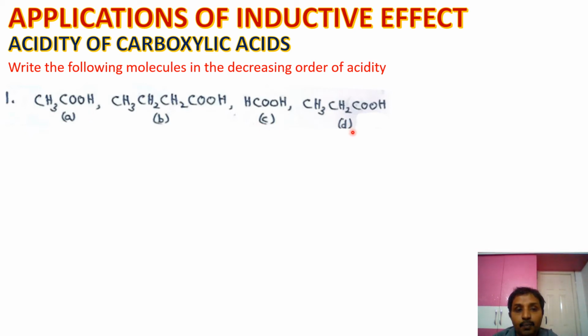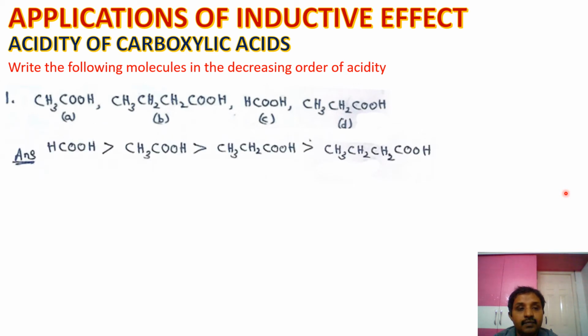Then propanoic acid, then butanoic acid. So the answer is that formic acid is greater than acetic acid, propanoic acid and butanoic acid. So the order is C, A, D and B. Butanoic acid is the least; it has a very low acidic nature.